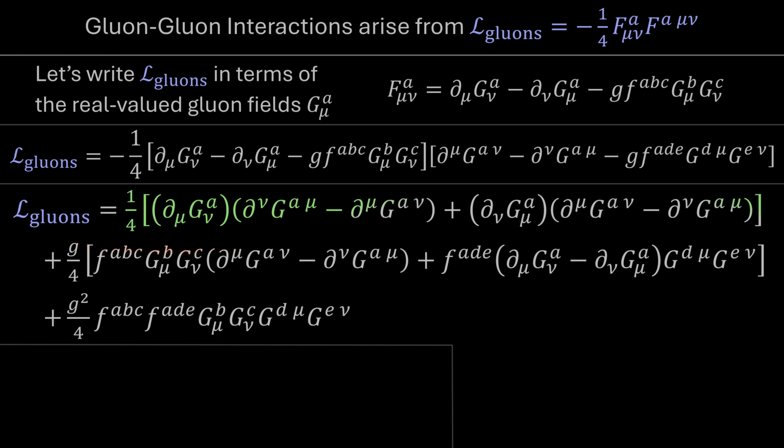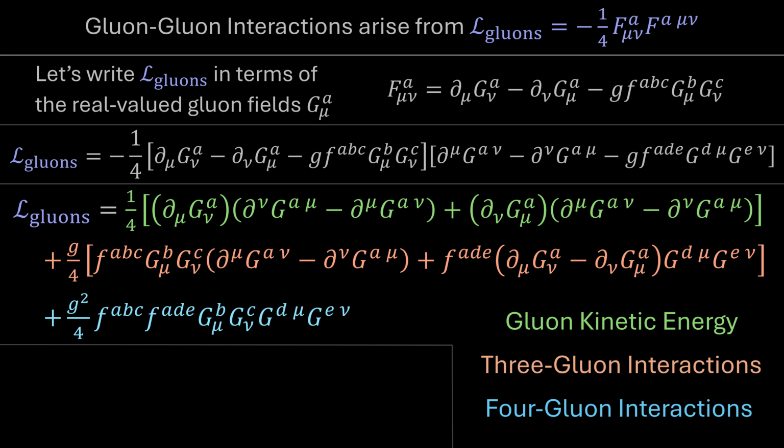If we color code it like so, we can see that these green terms have to do with the gluon's kinetic energy, because those are just derivatives of the gluon field. And in that expression, because the index A is repeated, you can read this green term as a sum over all of the different possibilities for A. So copy and paste that green expression 8 times for A being 1, 2, 3, up to 8, and that is how the gluon fields contribute kinetically to the Lagrangian.